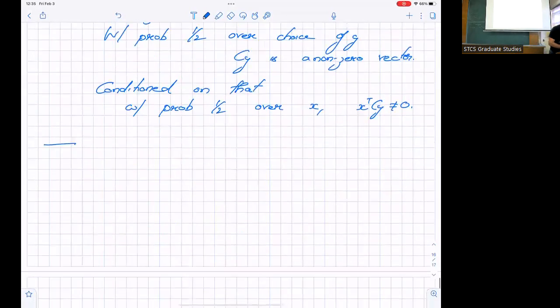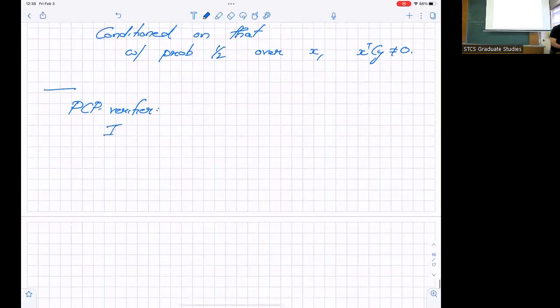Now let's do the PCP verifier. How is it saying probability half that Cy is non-zero? Huh? Which one? Okay. Yeah, Cy is non-zero, therefore there will be a.